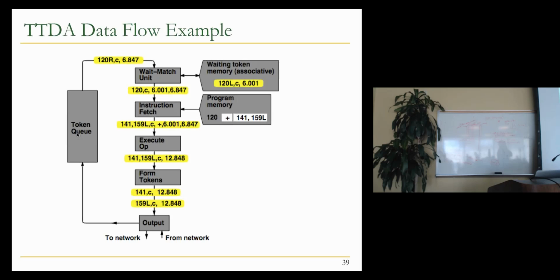Now you need to form the tokens. How do you form the tokens? Well, now you have the results: the value, the context, and the destination. And then these get circulated again. It's beautiful, right? The difficulty is how do you build it.